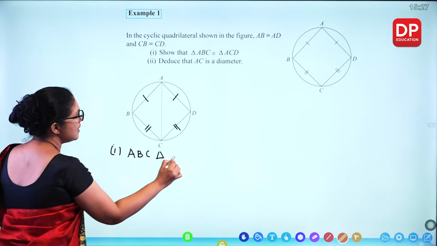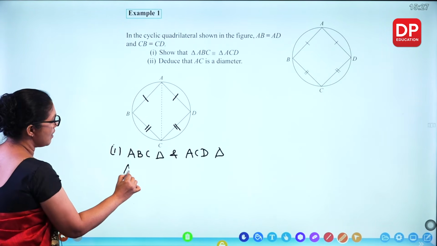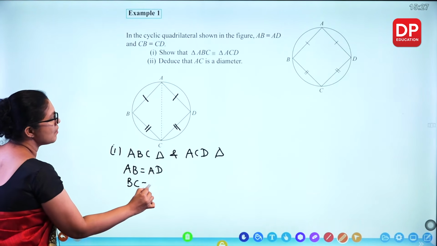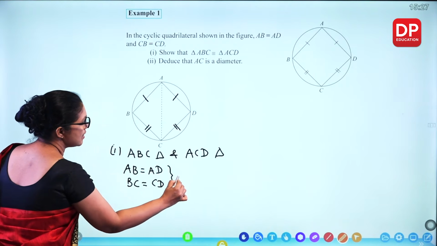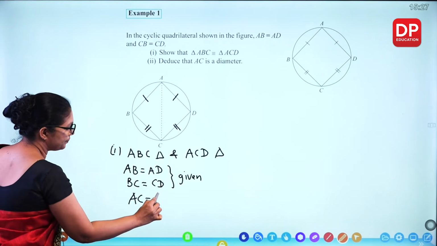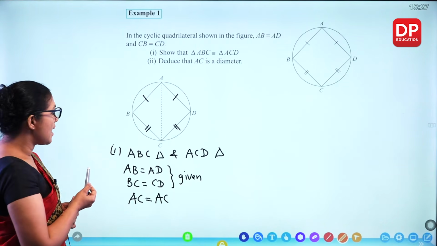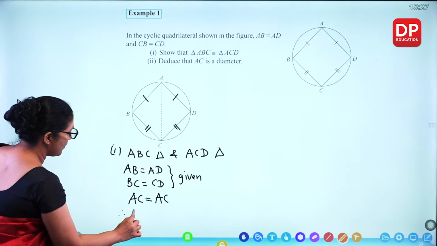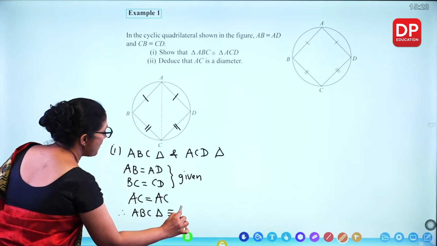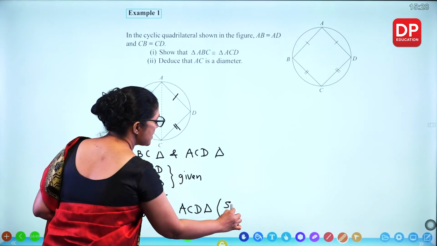ABC triangle and ACD triangle. AB equals AD, that's given. BC is equal to CD, that's given. AC is common. So all three corresponding sides are equal. So therefore, ABC triangle is congruent to ACD triangle. What's the case? Side, side, side.